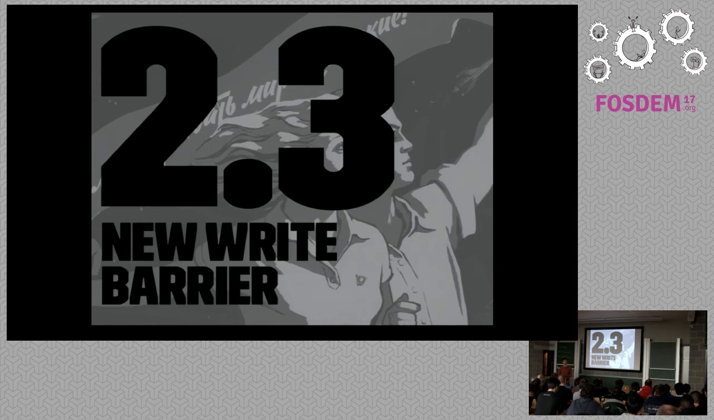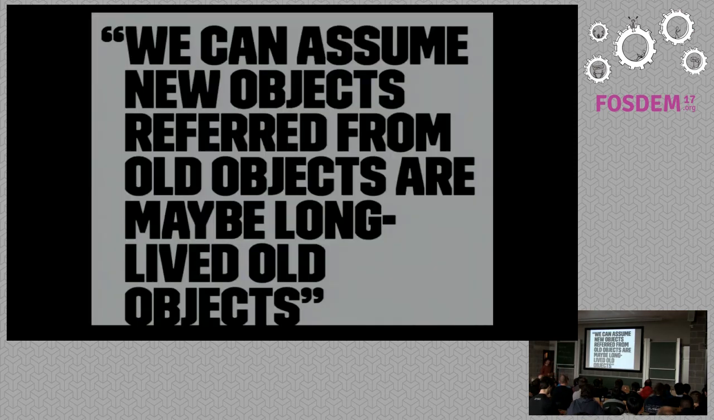Koichi introduced a new experimental write barrier in 2.3, whose assumption was that new objects referred to from old objects are probably also long-lived objects. So if we add a new object to an old generation object, we're going to assume that this new object will probably become an old object. It's probably going to stick around for a while.